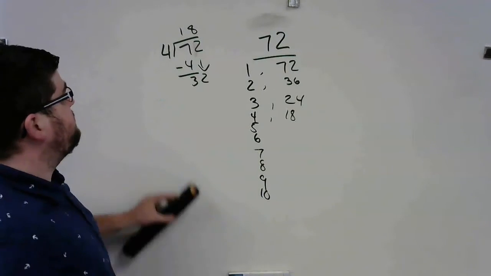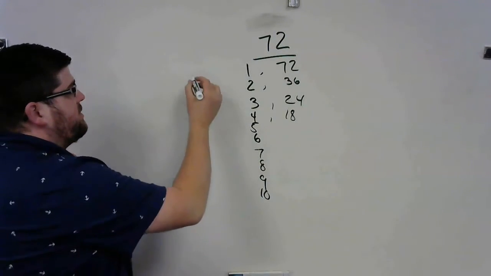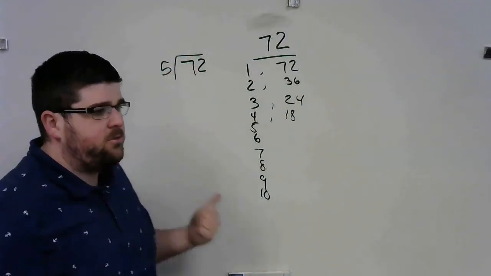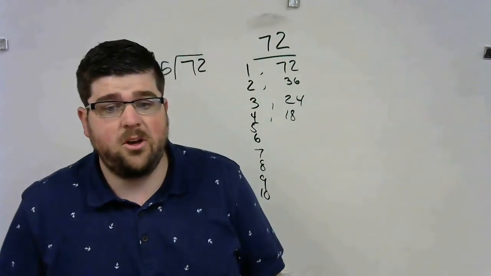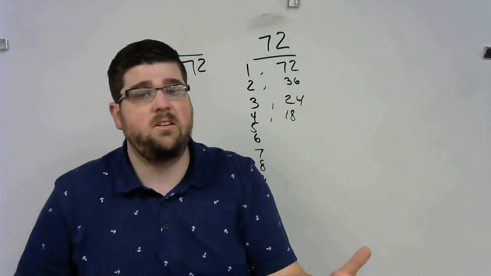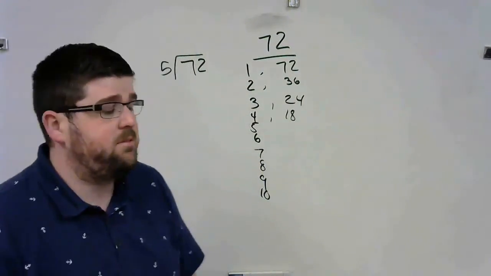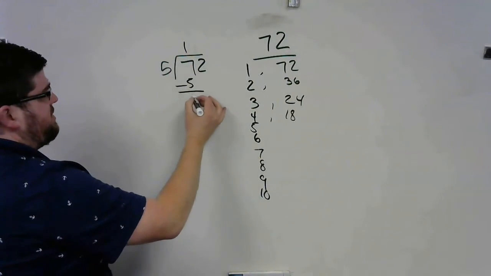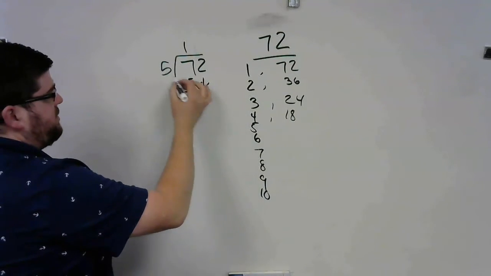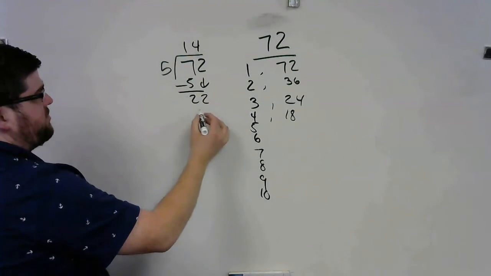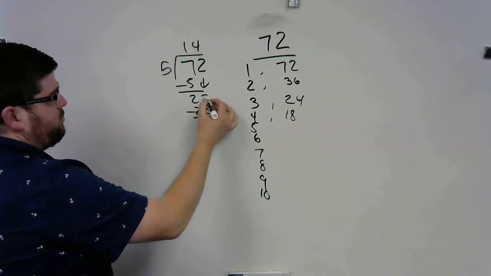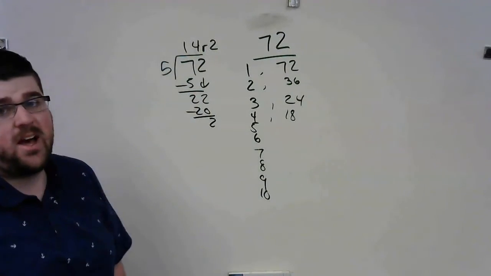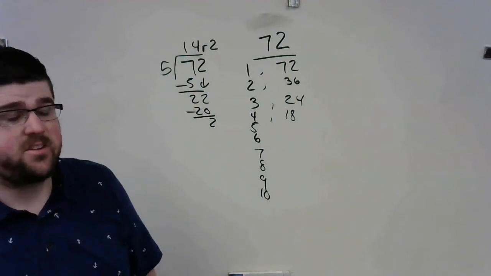All right, let's do 5 now. Let's finish this problem today, eh? 72. Can 5 go into 72? Well, the biggest multiple of 5 that we know of our basic facts is 60. Now, we could count on 65, 70, 75 and see that it can't go into it evenly, or we can divide it. 5 goes into 7 one time. 1 times 5 is 5. 7 minus 5 is 2. Bring down the 2. 5 goes into 22 4 times. 4 times 5 is 20. Bring down the 2. I have a remainder. 14 remainder 2.